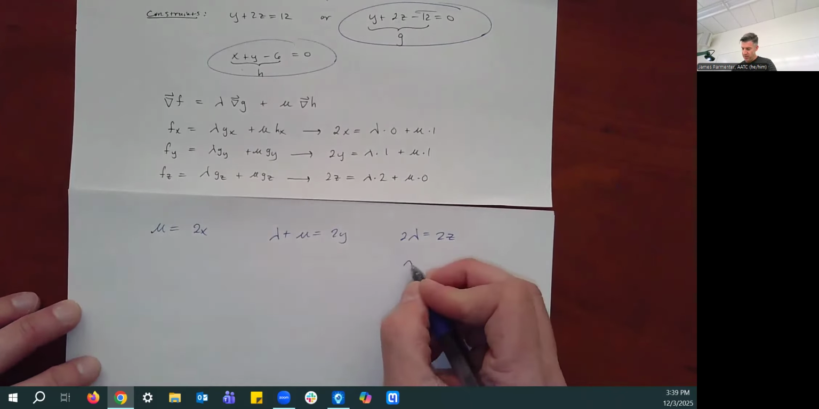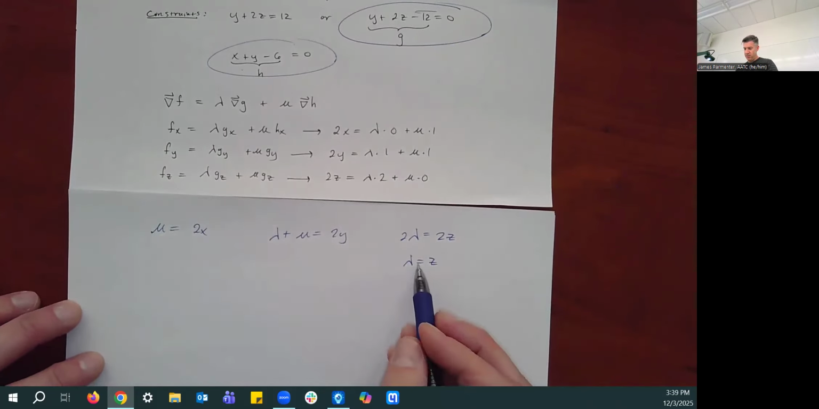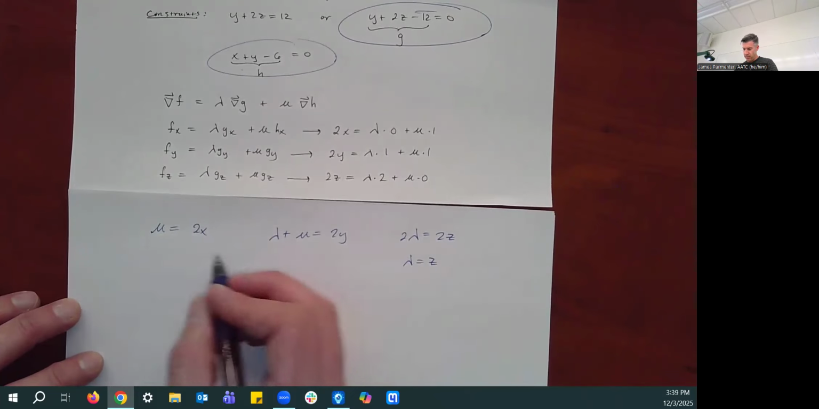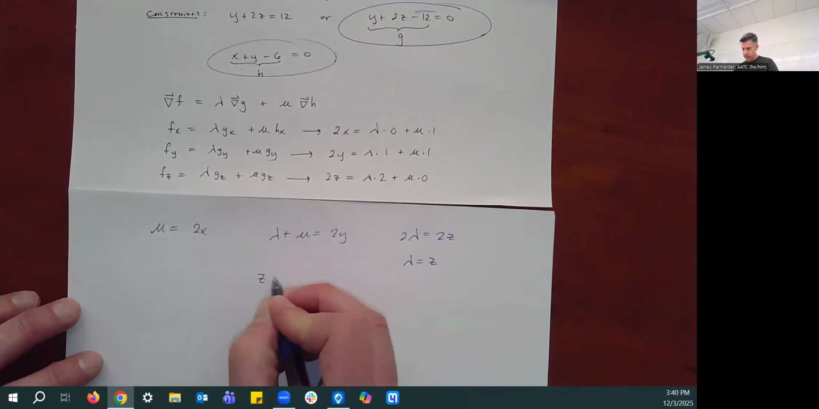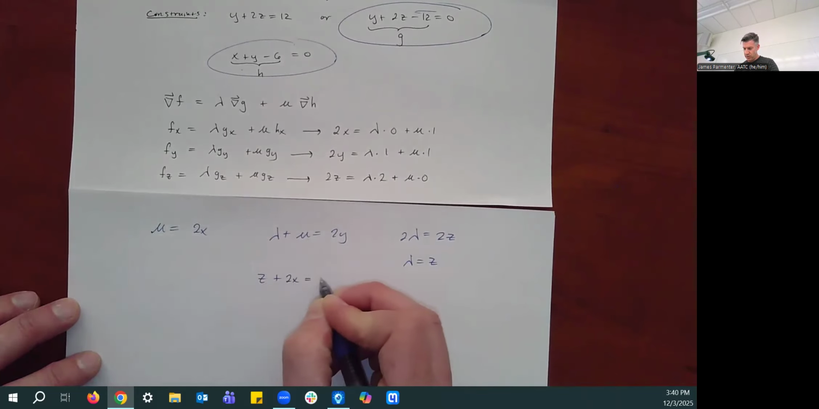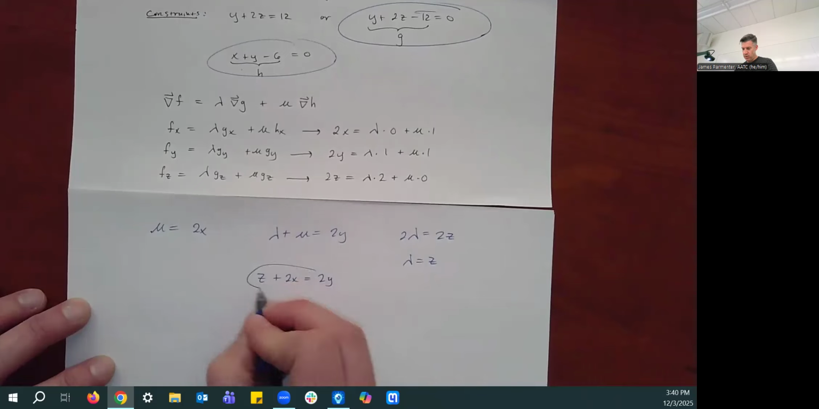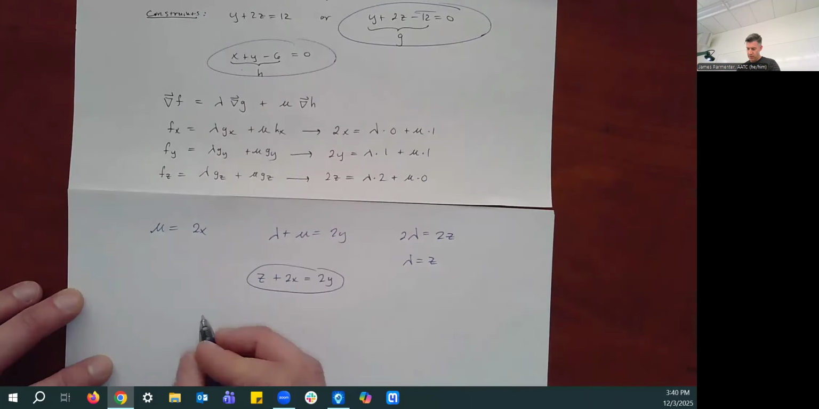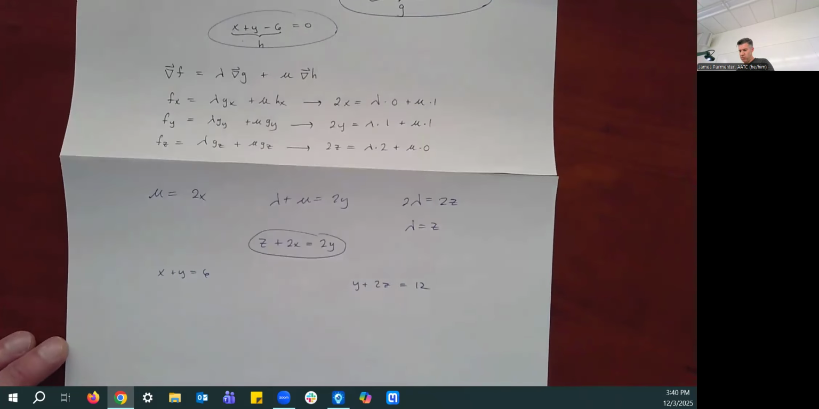Well, let's see. This is lambda equal to z. Let's not be coy there. If we plug in, yeah, sure. So let's just plug in 2x for mu and z for lambda. So we can say that z plus 2x equals 2y. And then we can use that along with our other constraints, the x plus y equals 6 and y plus 2z equals 12. We should be able to make this work.